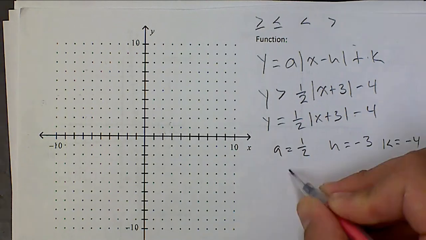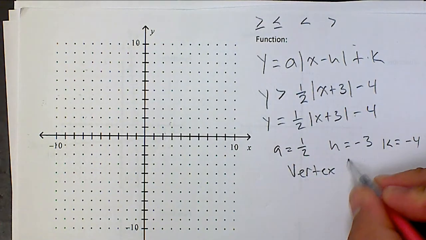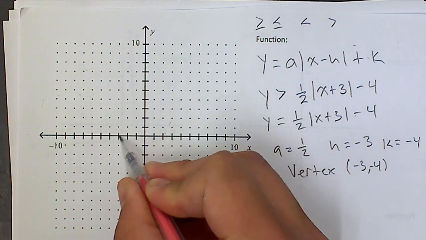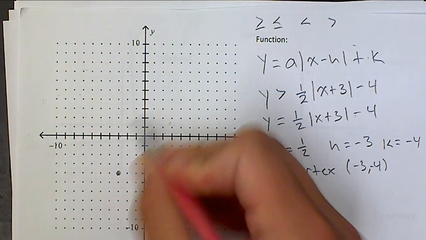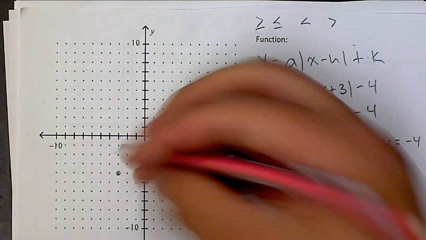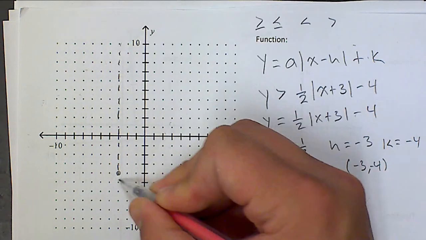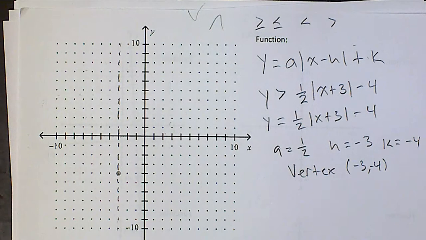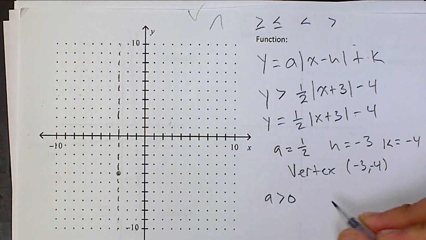That means the vertex of this absolute value function is at (-3, -4). So let's plot (-3, -4): 1, 2, 3, then 1, 2, 3, 4. I went to the left 3, down 4. These are all units of 1, so that's where the vertex is. And I always like to draw a dashed vertical line, because absolute value functions look like V's, and these are all symmetrical.